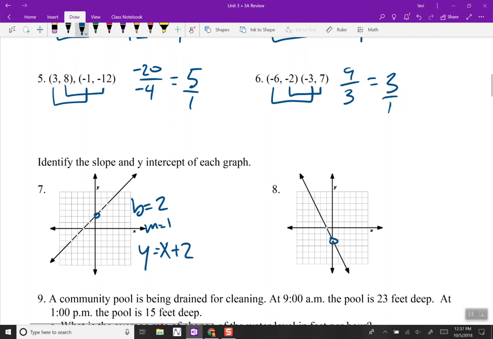Here our y-intercept looks like it's at negative 2. And our slope also looks like it's negative. We're going down 1, 2 over 1, down 2 over 1, or just negative 2. So y equals negative 2x minus 2.